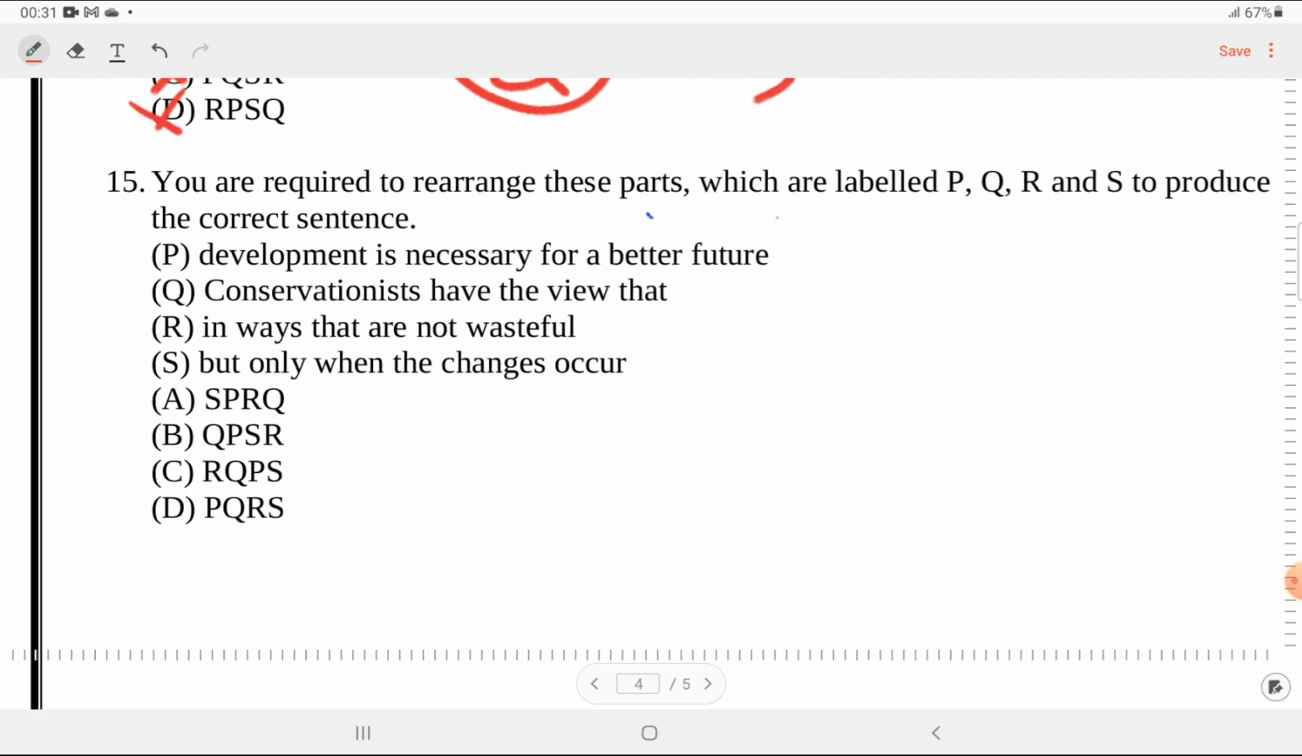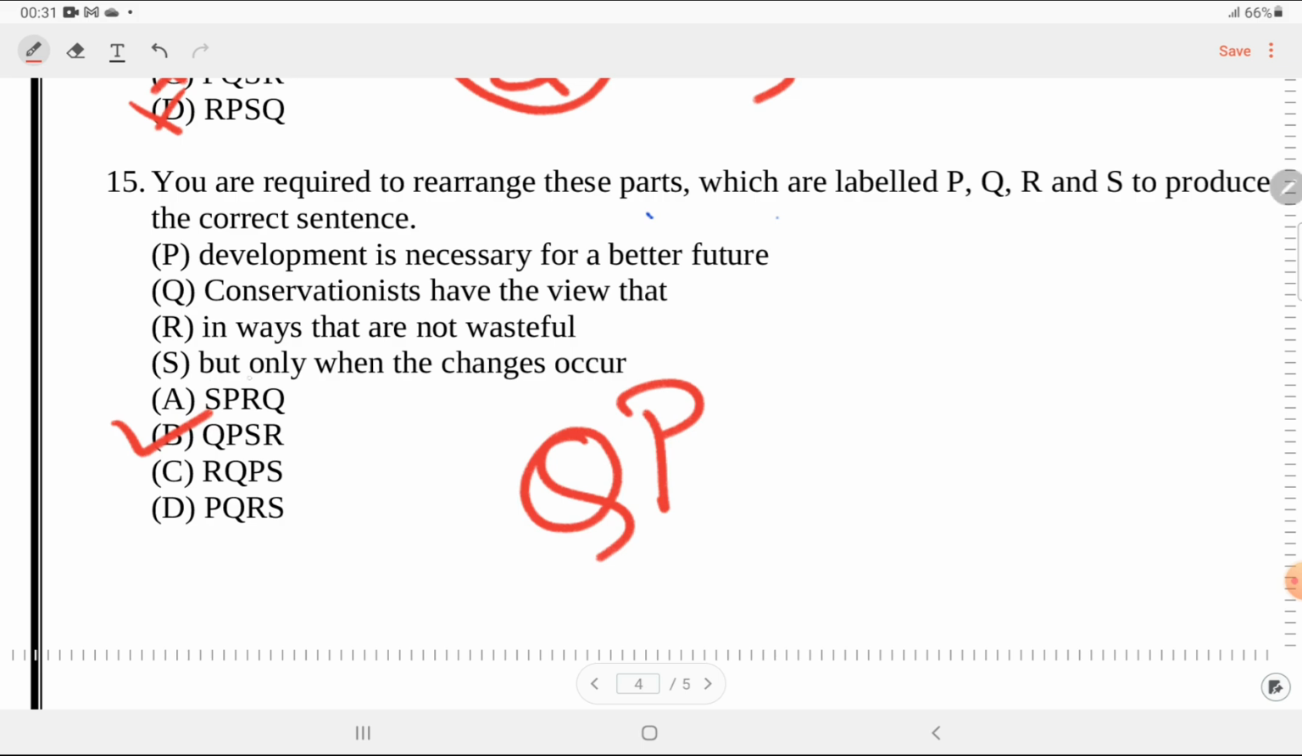Development is necessary for a better future. Now, conservationists have the view that in ways that are not wasteful but only when changes occur. So Q जो है view that development is necessary for a पहली चीज़ की I believe that sentence should begin with Q and should be followed by P. Now let's see, अब Q से सिर्फ एक ही है जो ये है. Still I said do not be overconfident. अगर आप एक ही बार में judge कर पा रहे हो that this is the correct sequence, just give a read. It would hardly take 5 seconds.